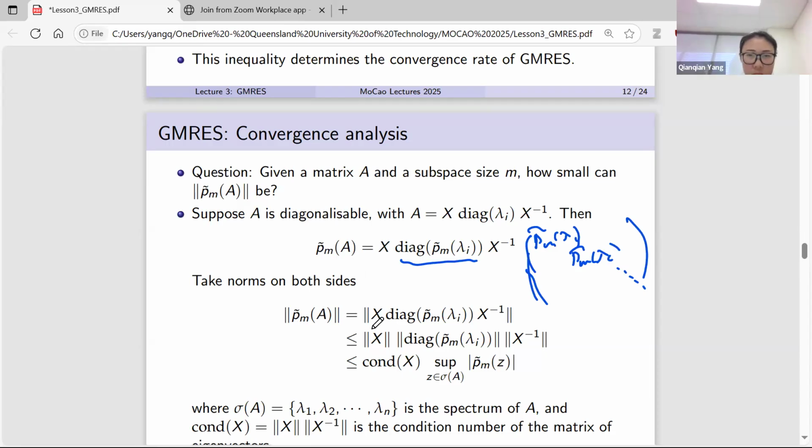And then again, we take norms on both sides. So the norm of Pm(A) is the norm of this whole thing, and this is definitely less than or equal to the product of each individual norm. And we also know the norm of X times the norm of X inverse is the condition number of X. For the middle part, this is a diagonal matrix, and it doesn't matter whether you take the 1-norm or infinity norm, it's going to pick out the maximum value of this Pm over the spectrum of A, where lambda_i are the eigenvalues of matrix A. So you're picking out the biggest polynomial value over the spectrum of A.